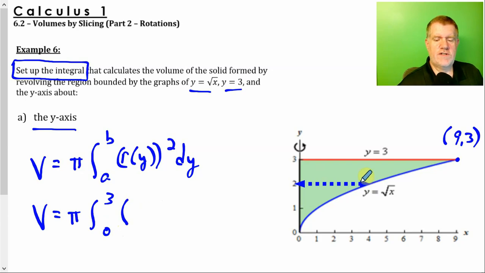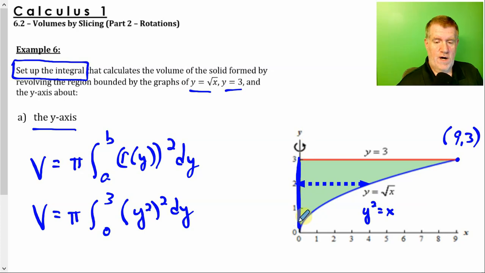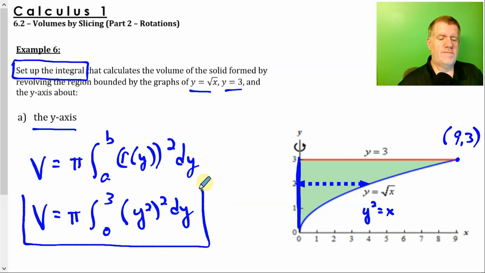And what's this expression? Well, we know that y equals the square root of x, which means that y squared equals x. So remember, it's a horizontal distance, and horizontal distances are your x distances, and x equals y squared. All right. So remember, wherever you're perpendicular to, that's the variable you will use. You're perpendicular to the y-axis, you use y's. And this will give us our area.